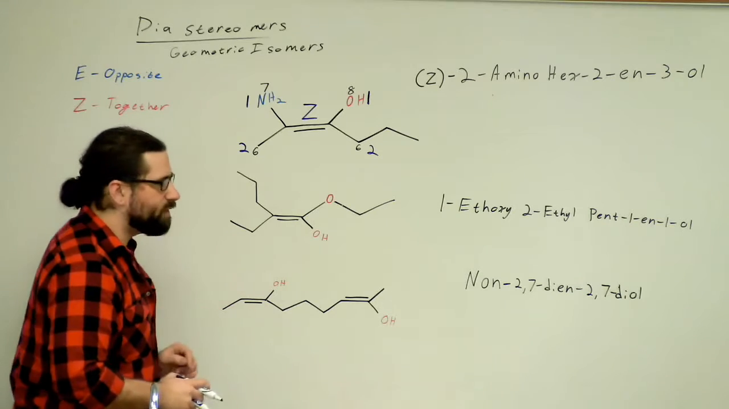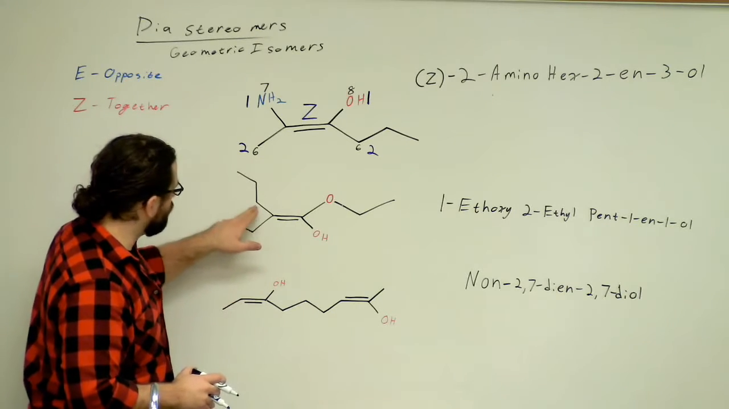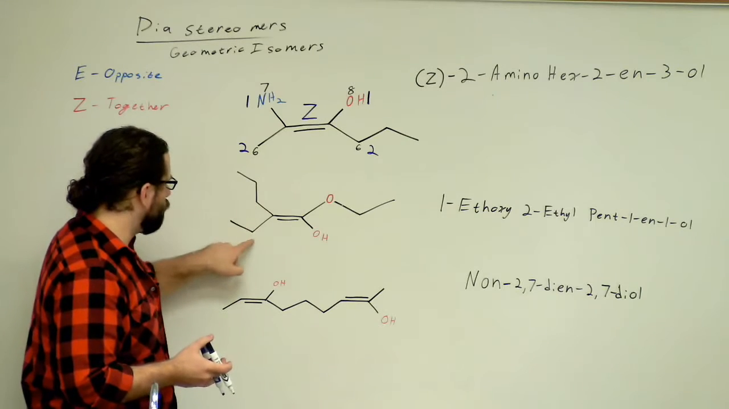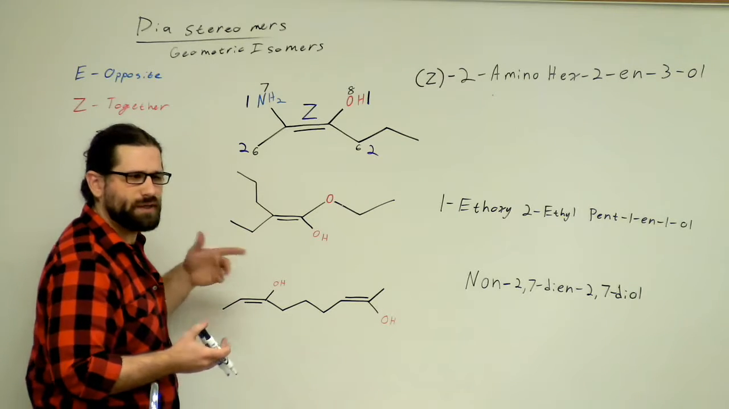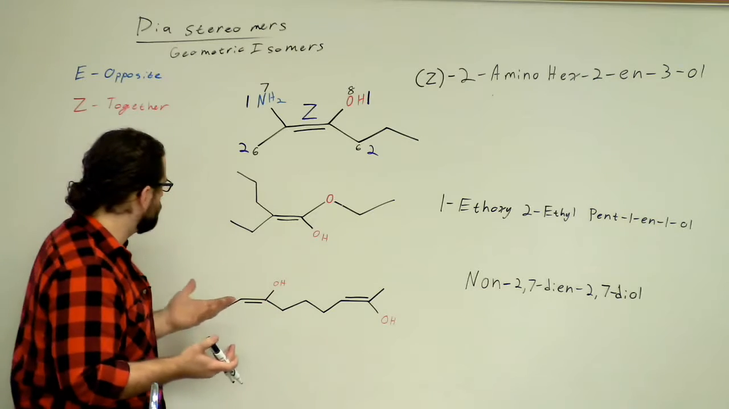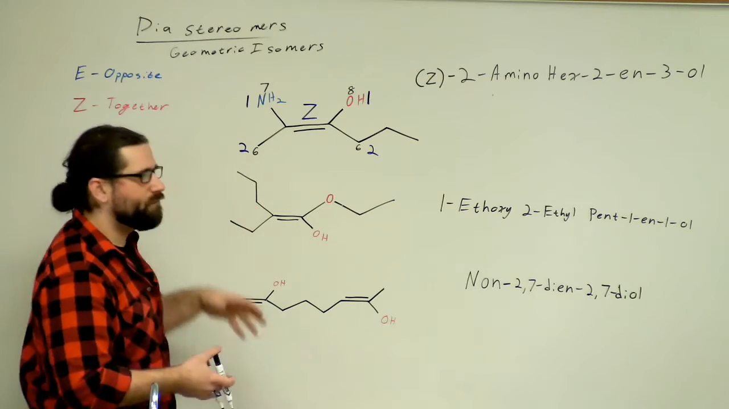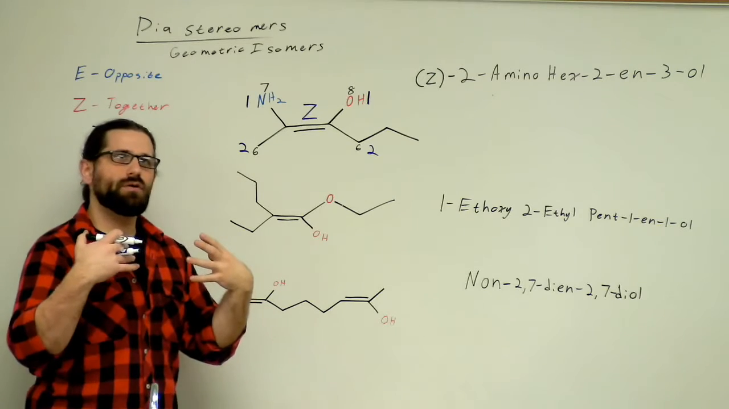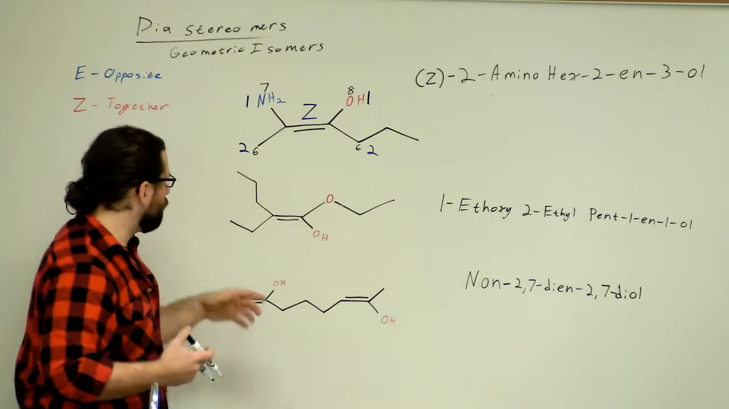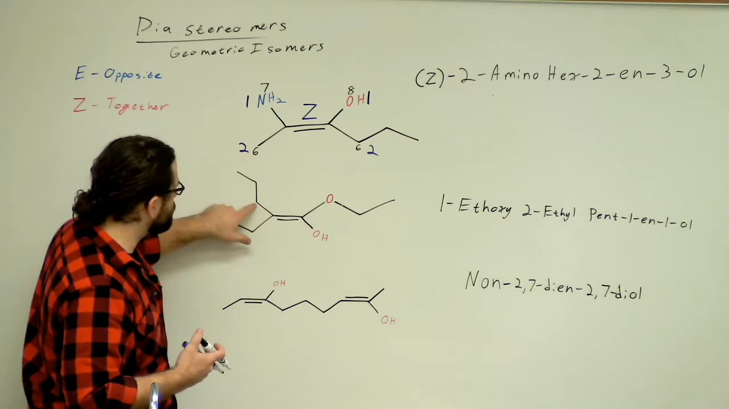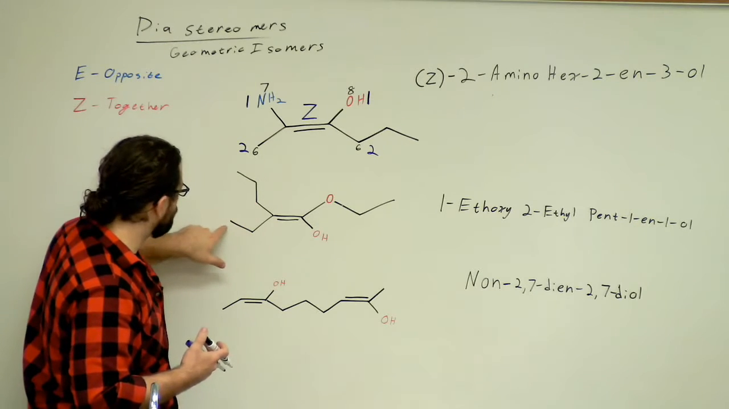Let's look at the next one. This one's a little bit different. Notice I've got a carbon here and a carbon here. Well, both of these have an atomic number of 6, so what do I do? There can't be a tie. So all I need to do is go to the next molecule out. If I have an identical atomic number, I'm going to look at the first point of difference here. So my first point of difference is this molecule right here.